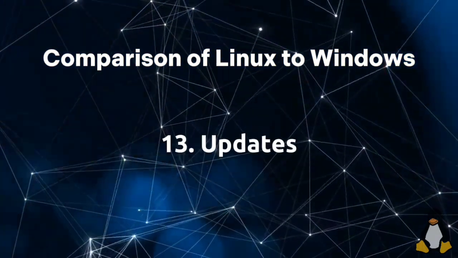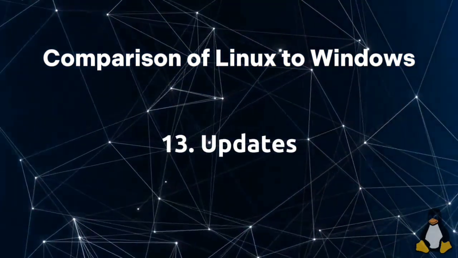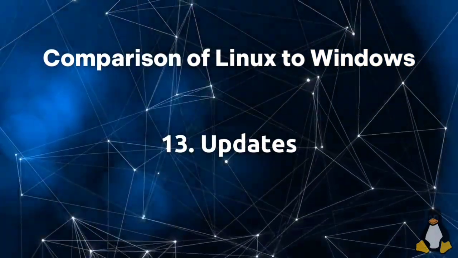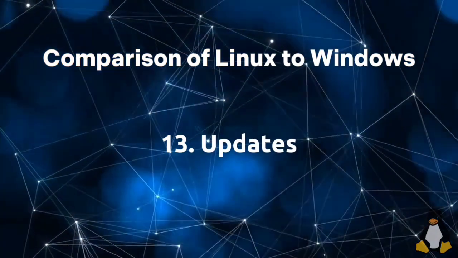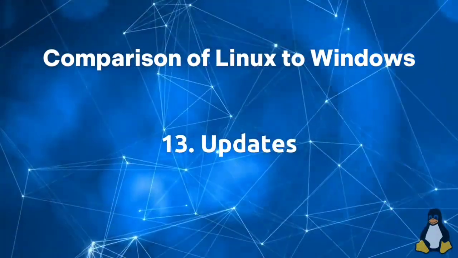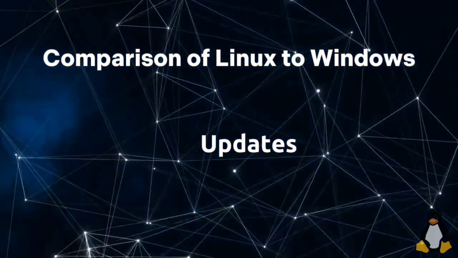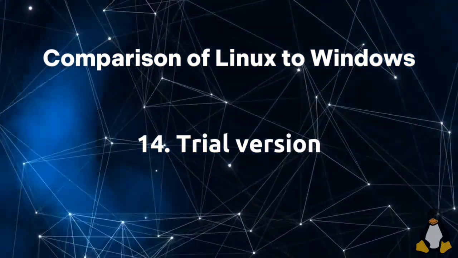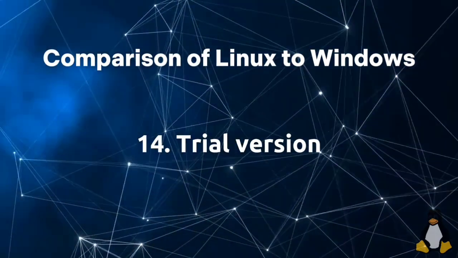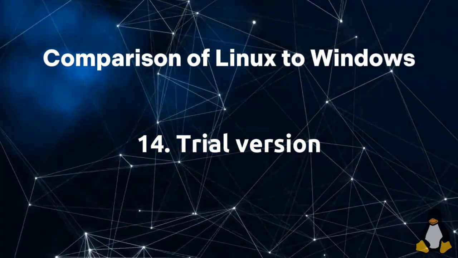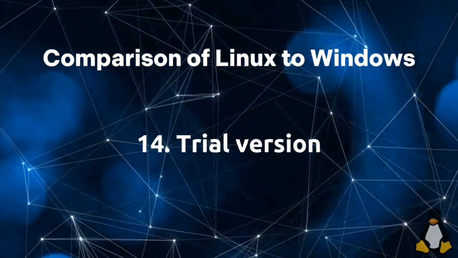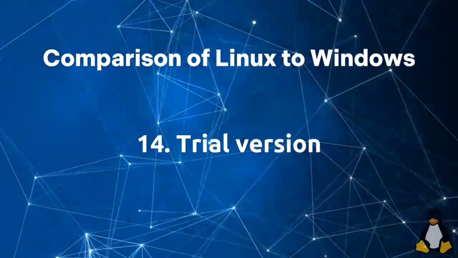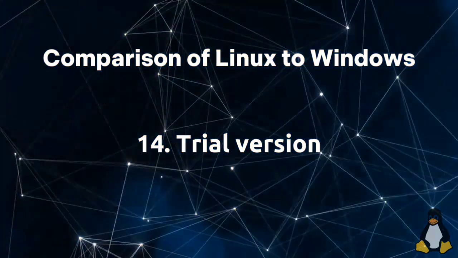Number 13, updates. Users may occasionally be required to install updates on Windows. In Linux, users choose which updates to apply on their own. Since they are occasionally experimental, not all users are advised to utilize them. Number 14, trial version. You do not need to purchase a license in order to download and install a trial version of Windows. While in Linux, you can readily test them out because the majority of distributions are free. Installing them is not even necessary, since many of them can function off of a USB flash drive.